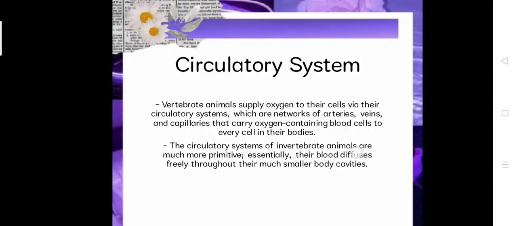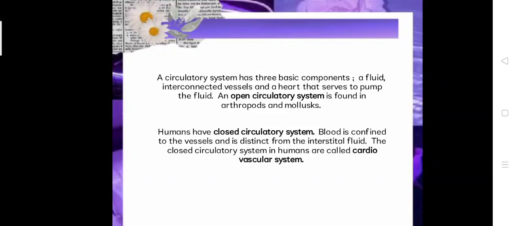There are two types of circulatory system. A circulatory system has three basic components: a fluid, interconnected vessels, and a heart that serves to pump the fluid. An open circulatory system is found in arthropods and mollusks. Humans have closed circulatory system. Blood is confined to the vessels and is distinct from the interstitial fluid. The closed circulatory system in humans is called cardiovascular system.